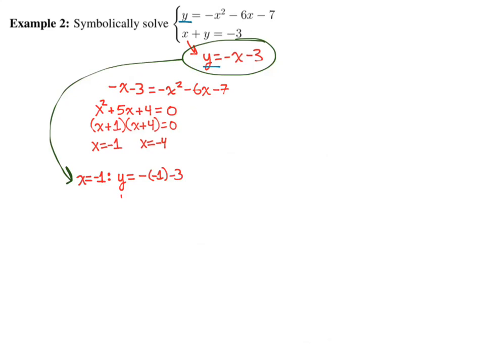So you take -1, which is the first x I told you about, and substitute it, and you get -2. So -1, -2. And then take the other x value, which is -4, substitute it in, and you get 1, so the point is -4, 1. And then you say, I'm done.